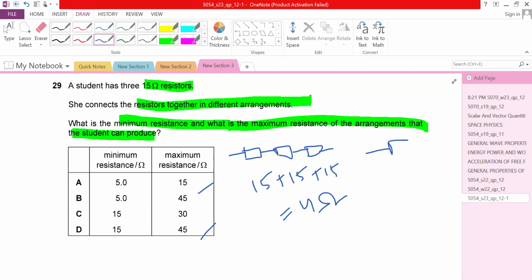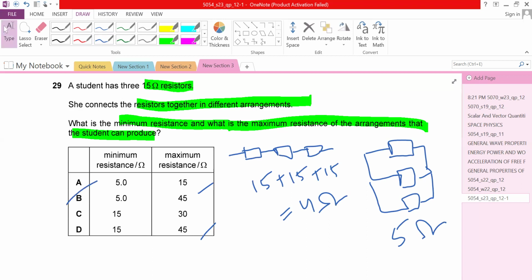Then in parallel, it gives 5 ohms. So the correct option for question number 29 is B.